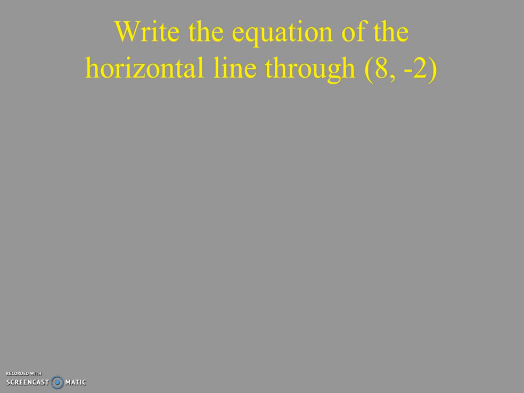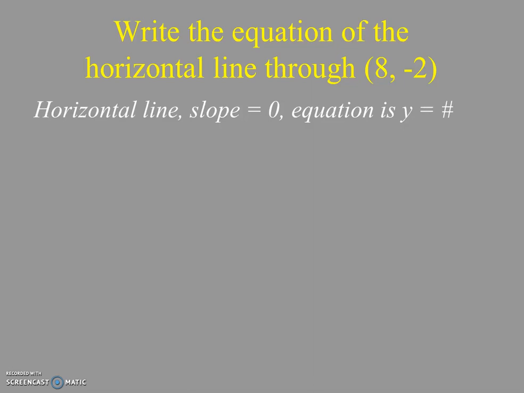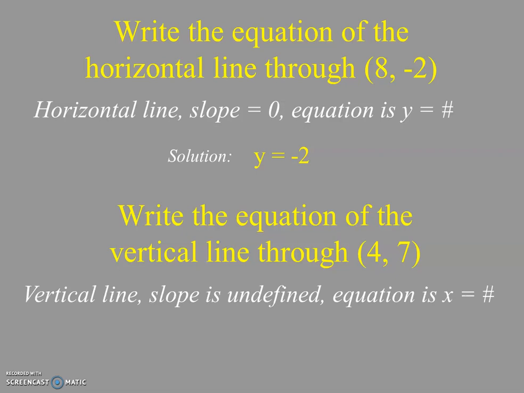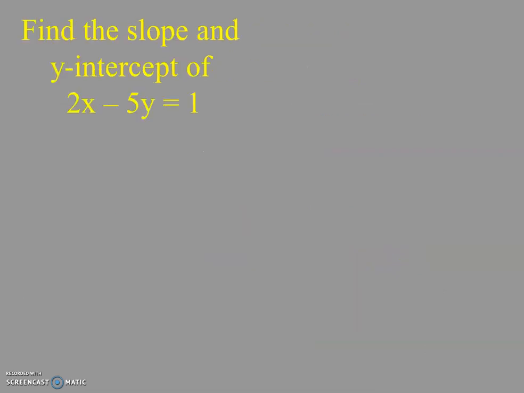Okay, so how does it work? If I ask you the equation of a horizontal line given a point, you just have to say, okay, you know the horizontal slope is 0, the equation is y equals a number, and in this case, y equals -2. That's it. When the equation is asked for a vertical line going through, let's say, the point 4, 7, well, it's vertical, slope's undefined. The equation is always going to be x equals a number. In this case, x equals 4. That's all there is. Hopefully you guys can just remember. Vertical line is x equals a number. Horizontal line is y equals a number.